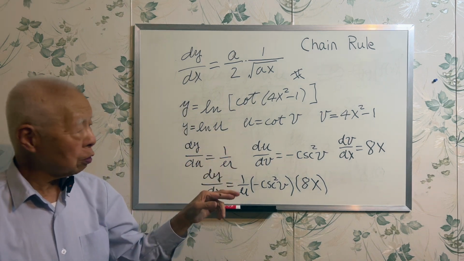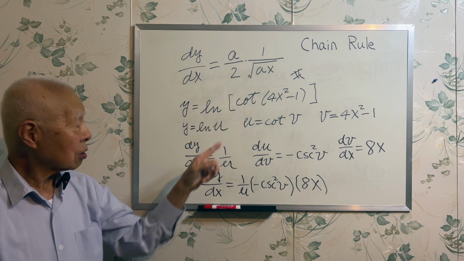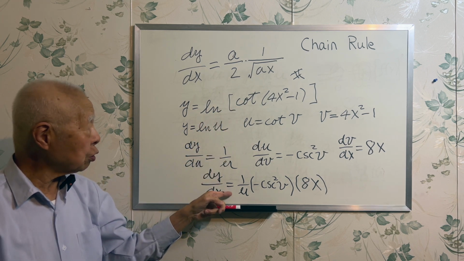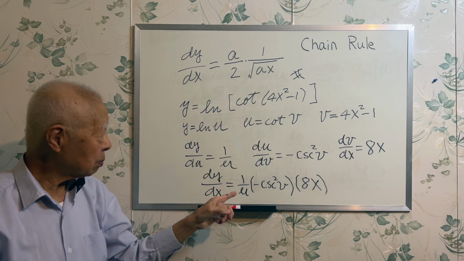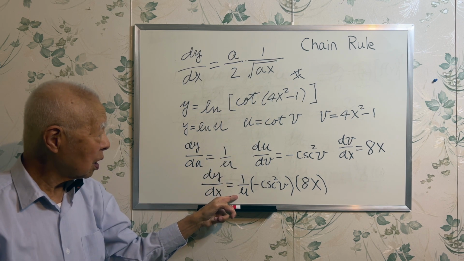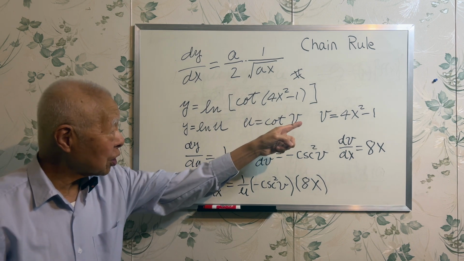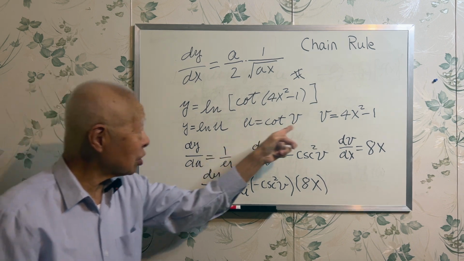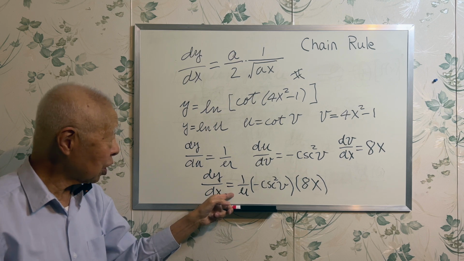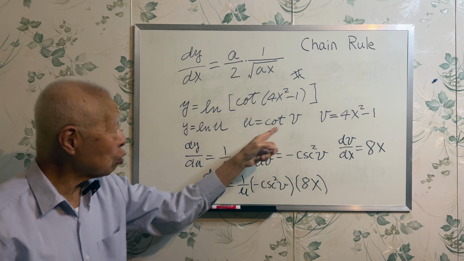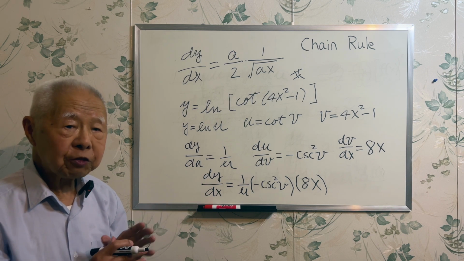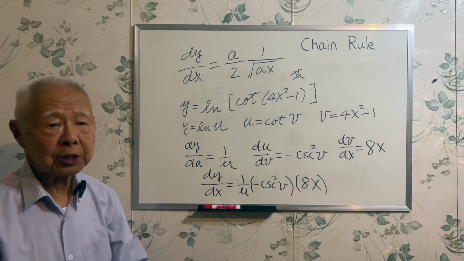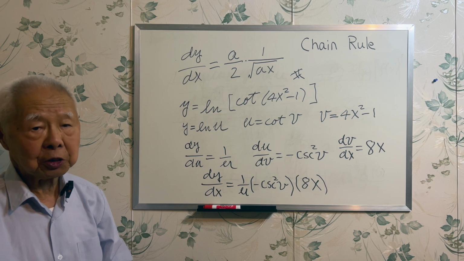All you need to do is substitute back. u is cotangent v. Put cotangent v here. But v is this, so it's cotangent of that. Put it here. And this v you need to replace by that. That's all. After you do that, you simplify it. And that is your final answer.